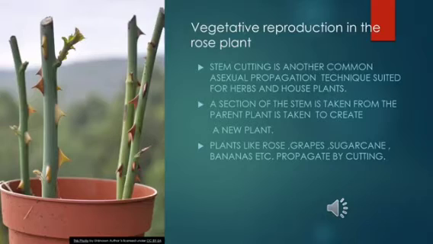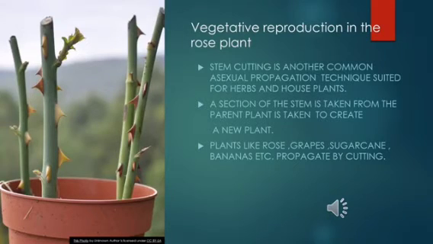Here what we do is we take a section of the stem from the parent plant and we are going to create a new plant. So you take it, you just bury it in the ground, or you can just keep it and you leave it for a few days. After a few days you will see that the roots are all produced and the plant starts to grow. And there are many other plants like the grapevine, sugarcane, banana, etc., which can be propagated by cutting.